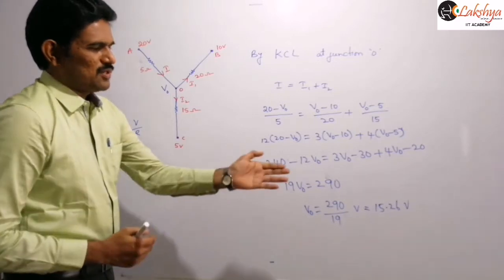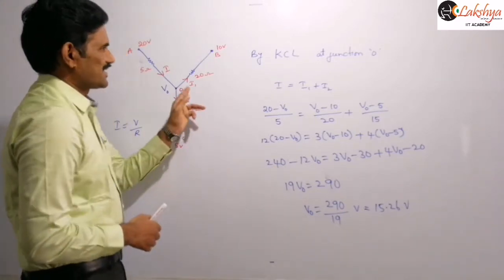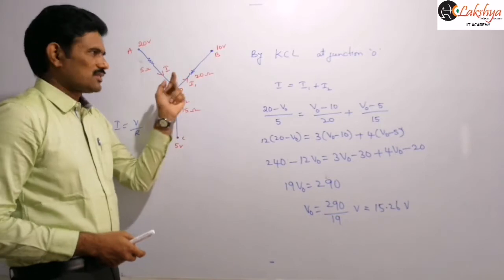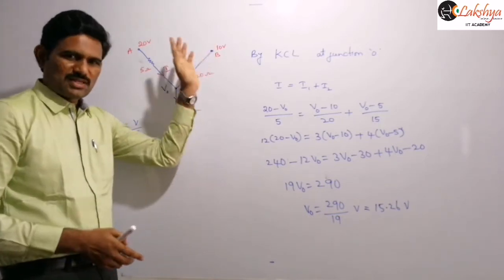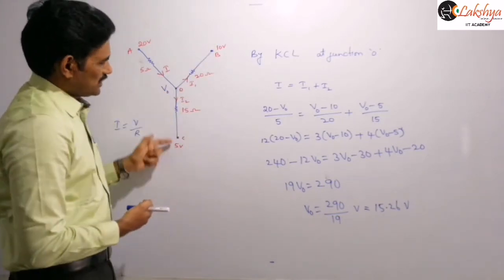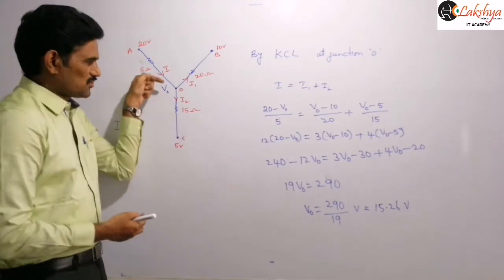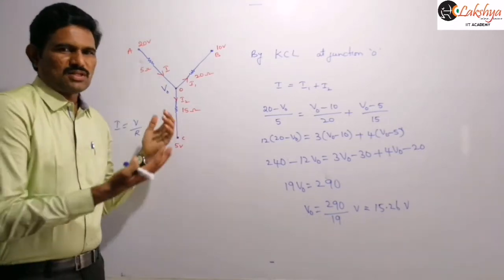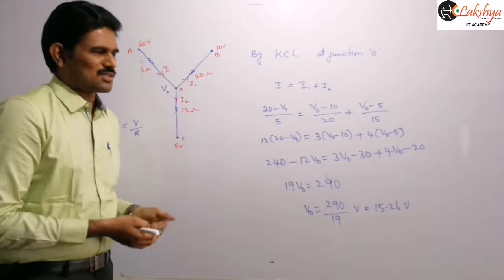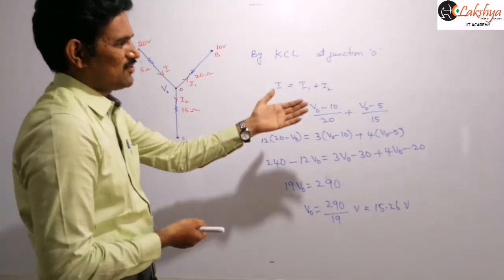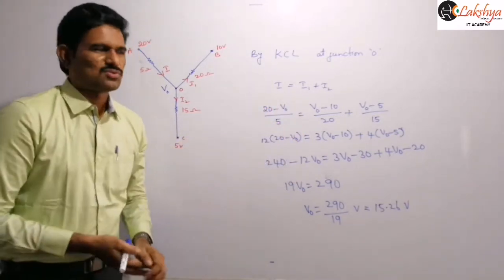Now 15.26 volts is greater than the 10 volts. So this I1 current will flow in the same direction only. And similarly it is greater than this 5 volts also, and so this assumption is also correct. That means the current directions we are assuming are correct only. If you substitute in the I1, I2, I3 expressions, then you will get those values there.